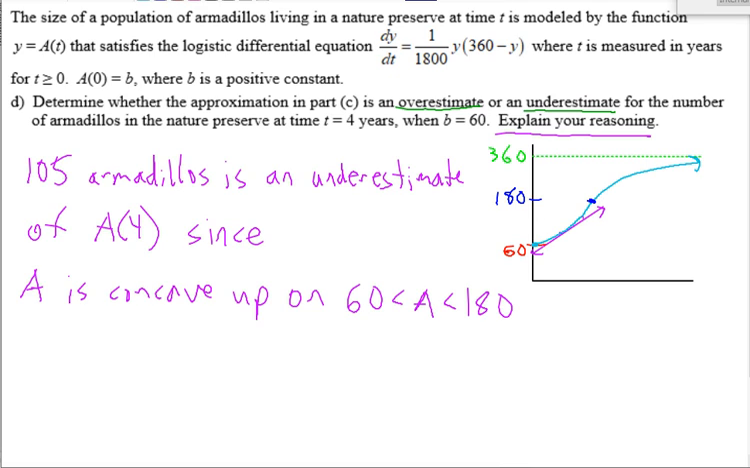So this whole part is concave up. If our approximation was above 180, then part of it would be concave up and part of it would be concave down. So in this case, because our initial value and approximation are both in this interval, we can see it's concave up, and that means it's an underestimate. Versus if our initial value and approximation were between 180 and 360, then we would see it's concave down, and it would be an overestimate. If it goes on both sides, then they wouldn't ask you, because you wouldn't be able to tell for sure if it's both concave up and concave down on the interval.